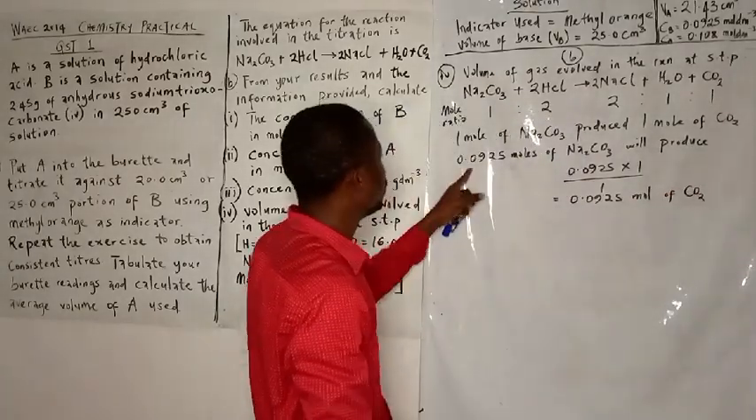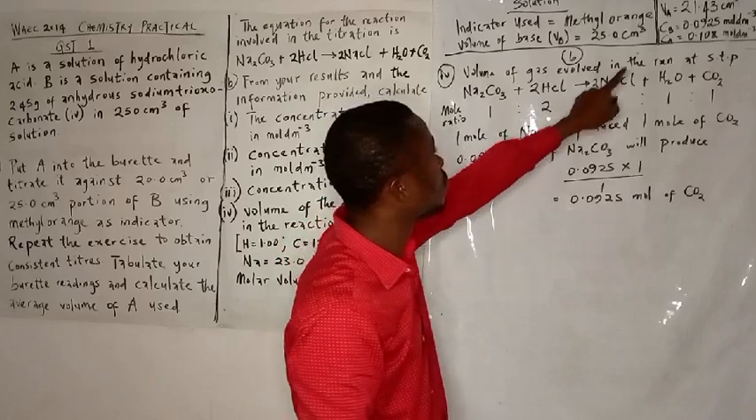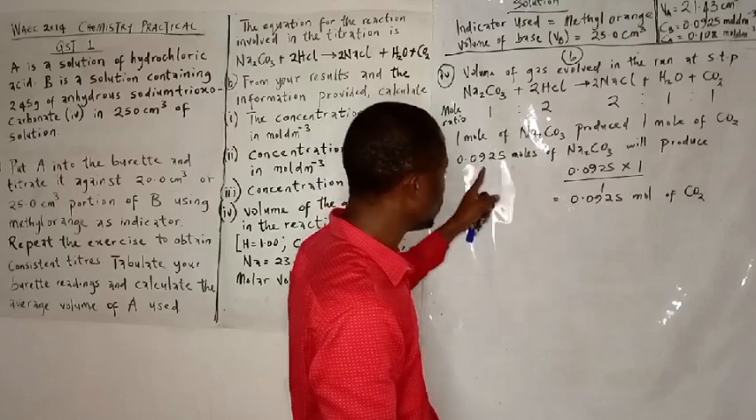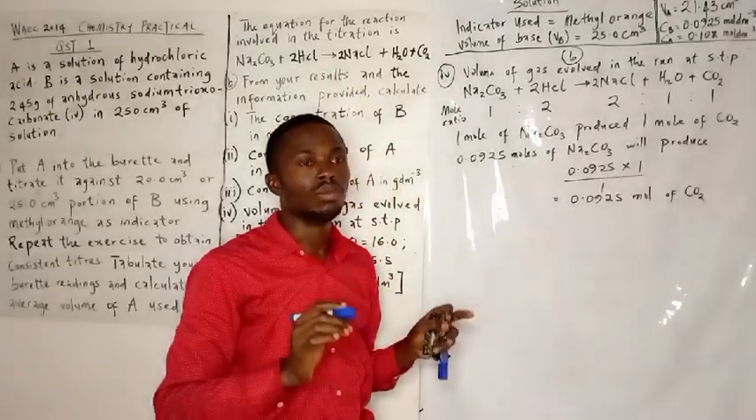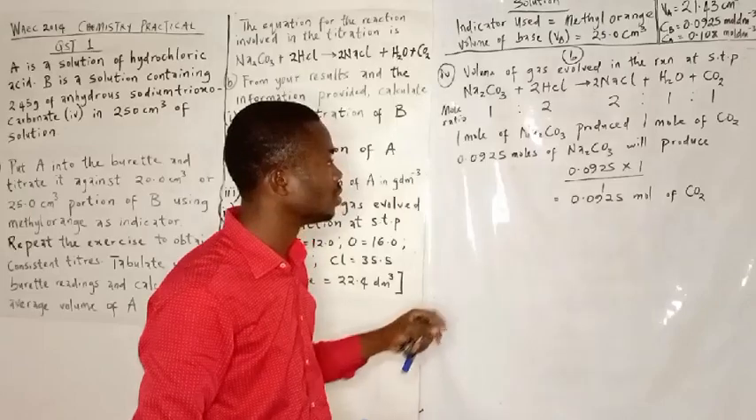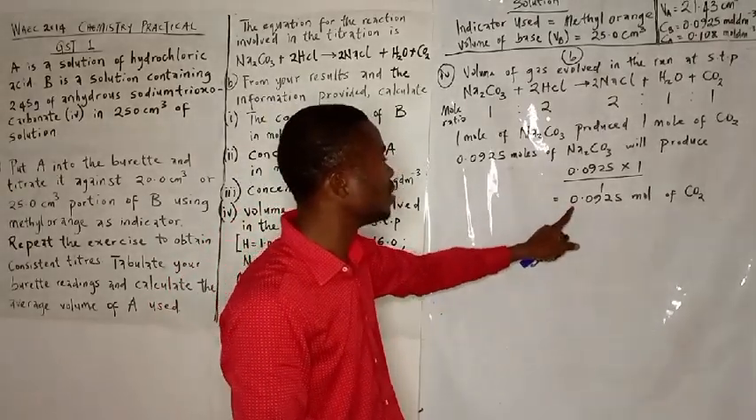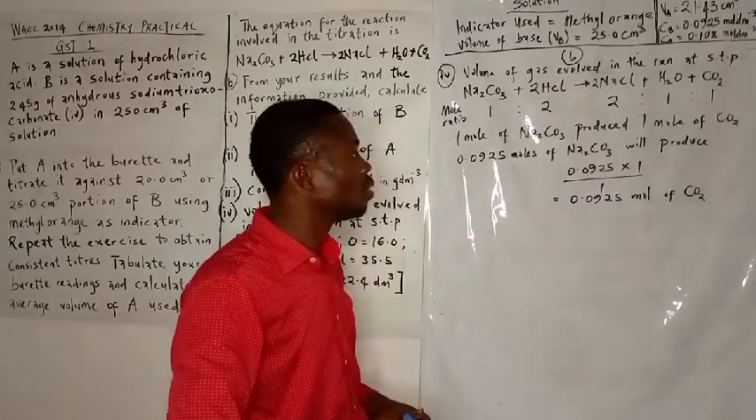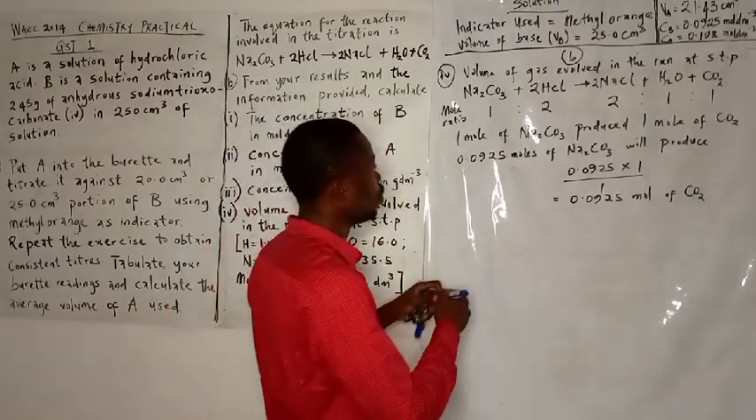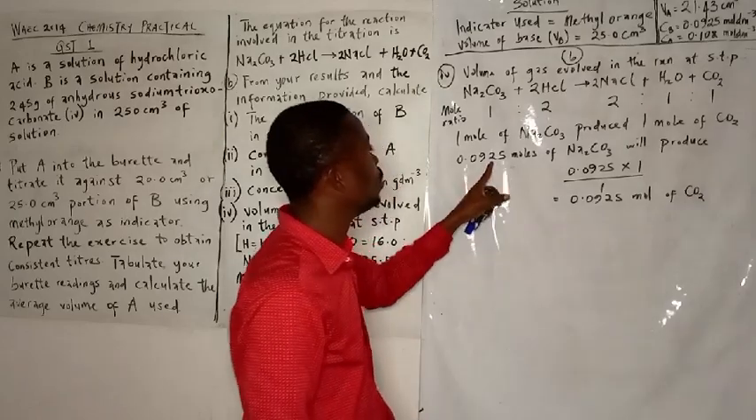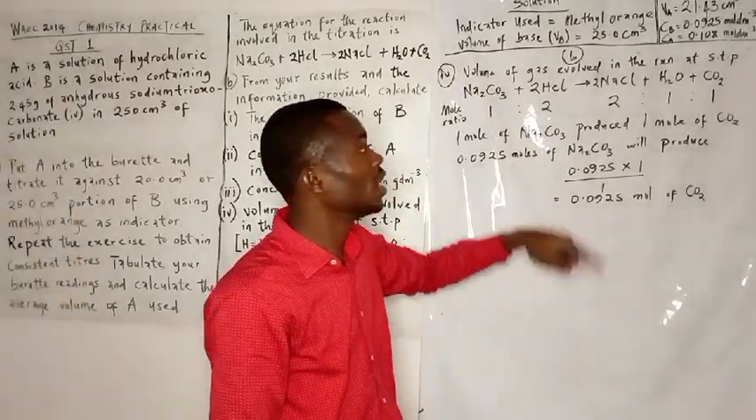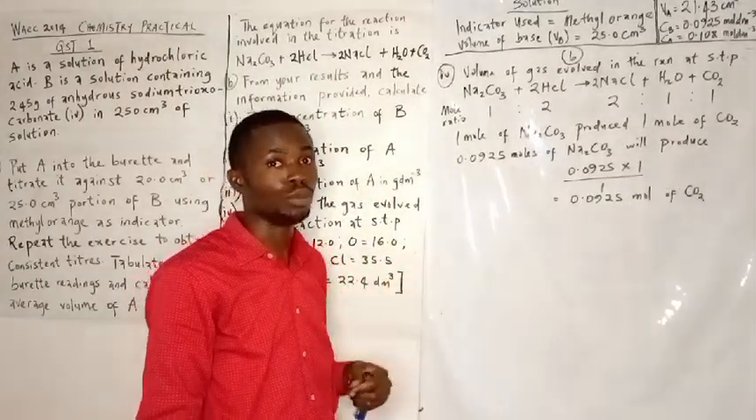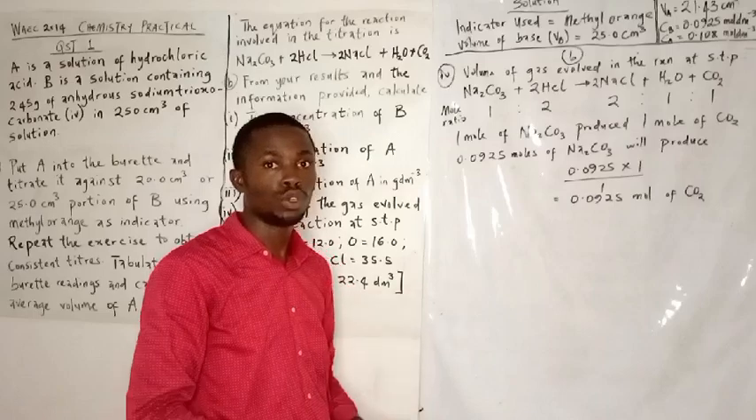So it means that 0.0925 moles of sodium carbonate will also produce the same amount because their mole ratios are the same, 1:1. So we have that 0.0925 moles of CO2 is produced. Now, don't forget that this is the number of moles in 1000 cm cube. That's why it is moles per dm cube. So hold that information and I'll show you where we're going to apply it.